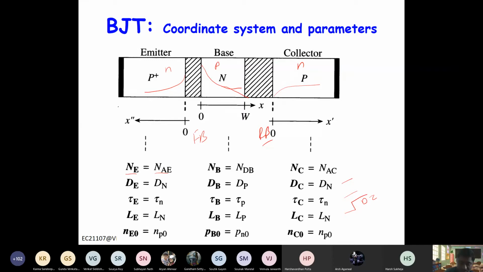And if the base is narrow, sometimes we assume this to be a straight line, right? But in reality, it is never a straight line, but it is very close to that. Because if it is a straight line, then what will happen? These two currents will be the same, right? So this slope has to be different. The difference of these two currents, or the current at these two ends, will be the recombination, right? So if tau is infinite, then of course this will be a straight line.